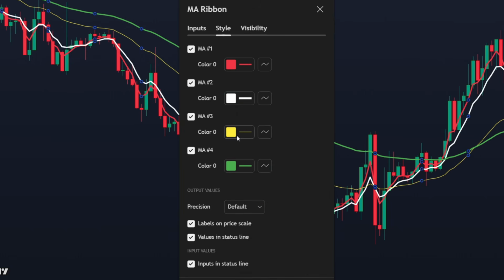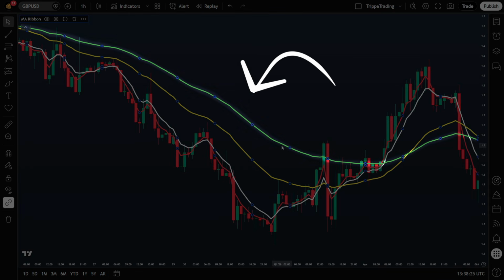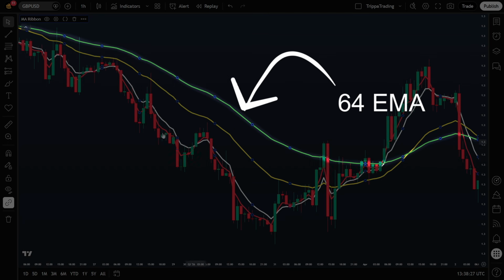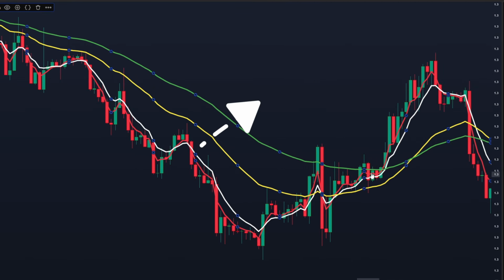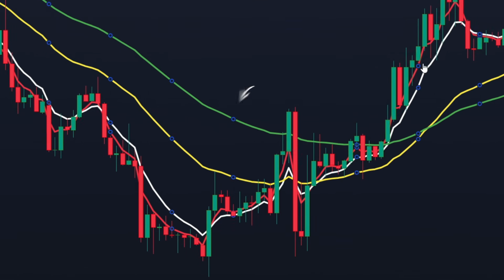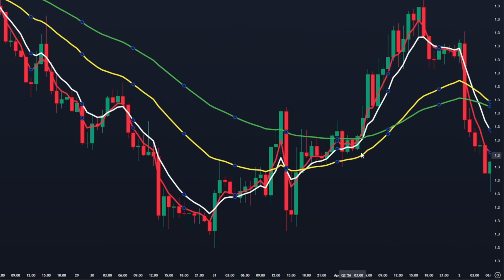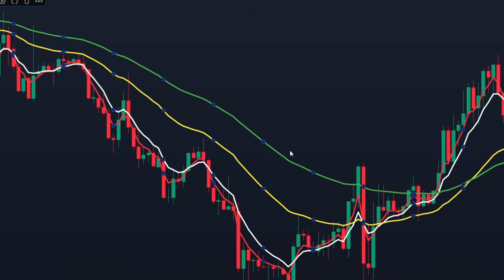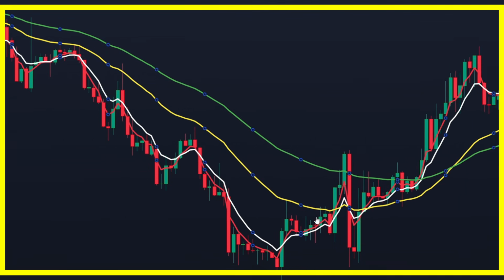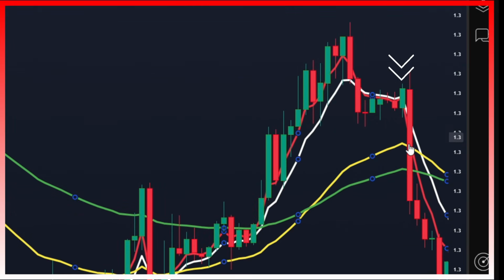Now let's understand what each EMA is doing because that part matters a lot. The green EMA, which is the 64 EMA, is the main trend line in this setup. We use it to understand the broader direction of the market and to spot possible trend changes. The yellow EMA, which is the 32 EMA, helps us read the midterm momentum. Then the white 8 EMA and the red 4 EMA help us read short-term momentum. So in simple words, the green EMA is the big picture, the yellow EMA is the medium picture, and the red and white EMAs help us fine-tune the entry.